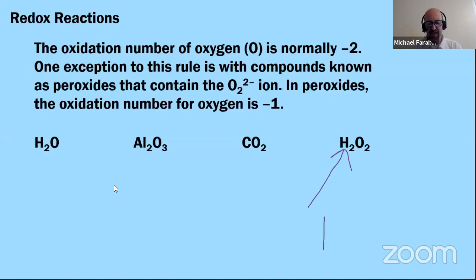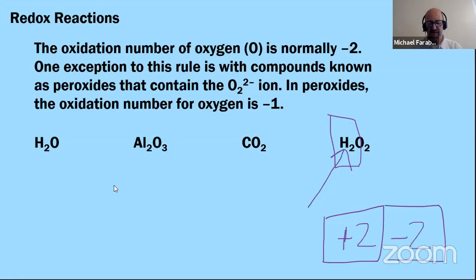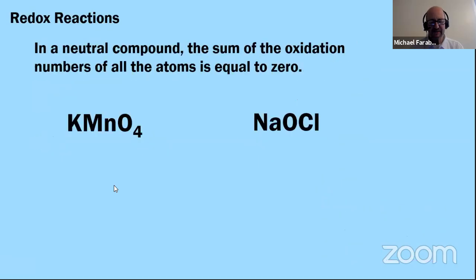So if hydrogen is +1, that means that this half of the formula would be +2. That makes this half of the formula -2. So if you have what's called a peroxide compound, H2O2 is hydrogen peroxide, then oxygen would actually be worth -1 in that particular compound. All right, let me go ahead and break it down for you.